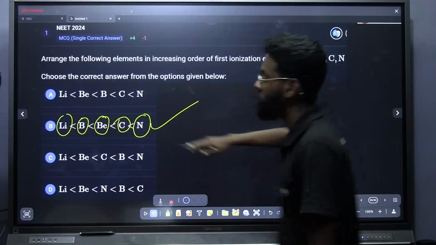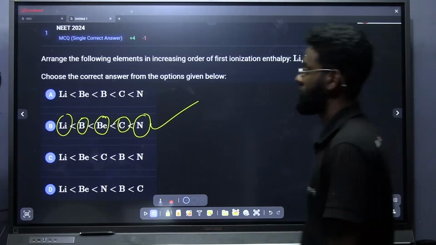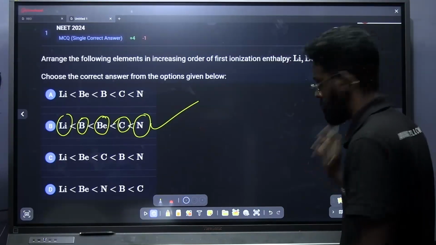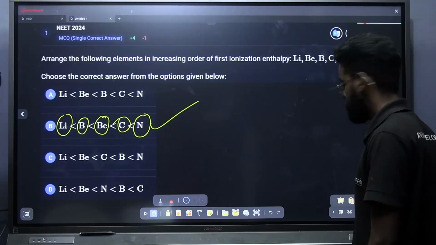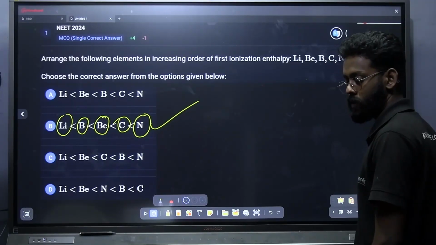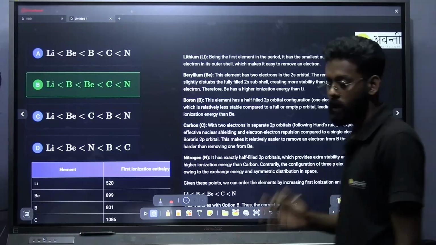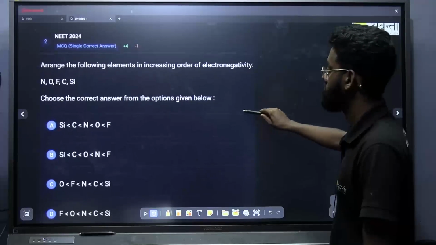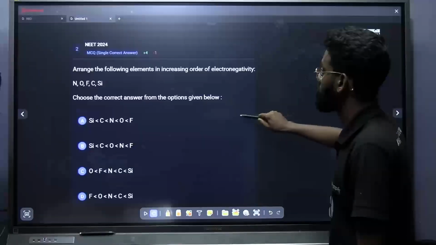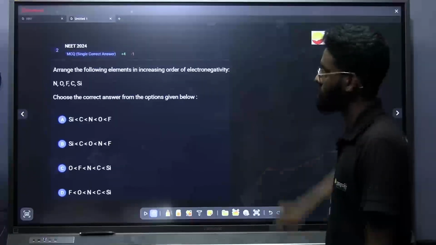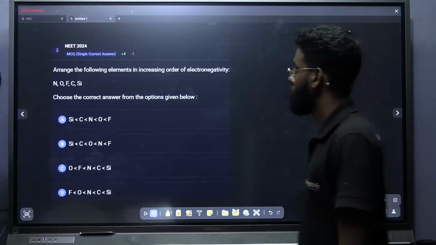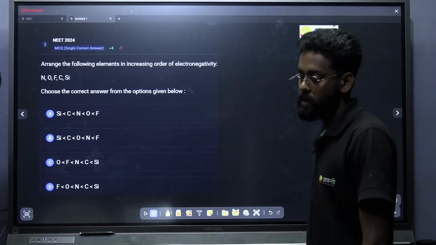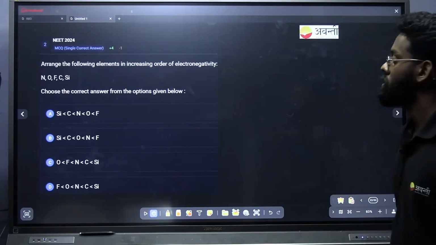I have given the complete order of second period elements. So this is the answer. I hope everyone has got this one. Yes, we'll be moving to the next question. Please stay online till the end of the class. I know it's difficult, but you should be there till the end, then only you will get the complete idea of this chapter. The more PYQ solving, the more idea you will get. Okay, arrange the following elements in increasing order of electronegativity. Give me the answer for this.